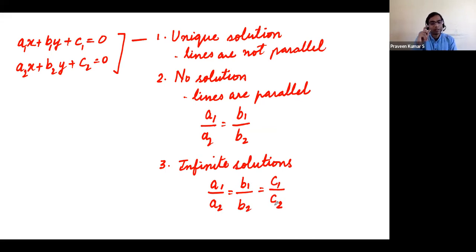Now, if you observe, this condition is very similar to the second case of no solution. That is why we clearly add that this should not be equal to c1 by c2. Because if they become equal to c1 by c2, then they'll have infinite solutions. Okay.